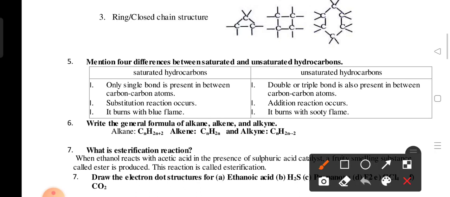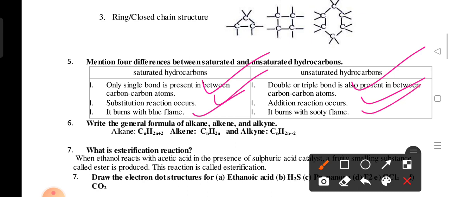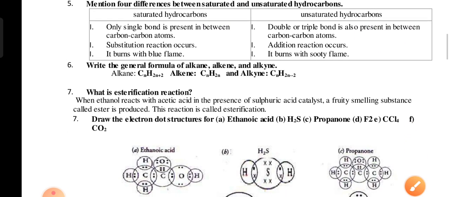Then mention the difference between unsaturated and saturated compounds. We already discussed differences, but again we have to discuss. When only one bond is present between carbon atoms, it is called a saturated hydrocarbon. When a double or triple bond is also present between carbon atoms, it is called an unsaturated hydrocarbon. In saturated hydrocarbons, substitution reaction occurs and they burn in a blue flame. In unsaturated hydrocarbons, addition reaction occurs and they burn in a sooty flame.